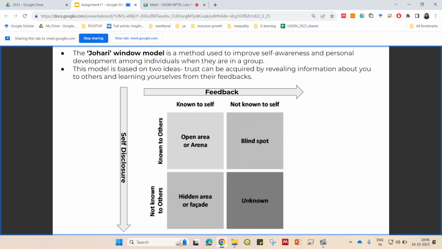or any other organization is there in terms of seeking feedback or self-disclosure, whether they are self-aware or not, or whether the people who they are working with or working for trust the organization or urban local body. So this is the Johari window model, which is used for improving self-awareness and seeing how trustworthy some organization or some person is. So I hope this is clear.